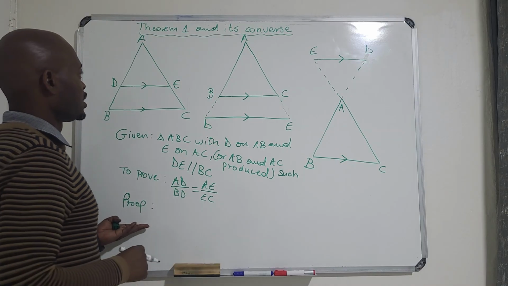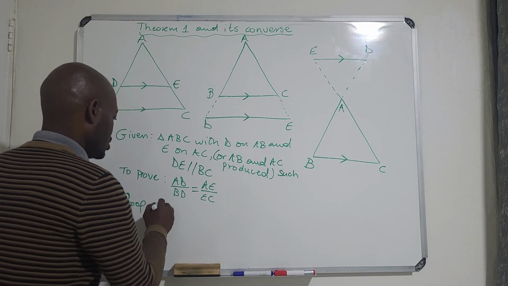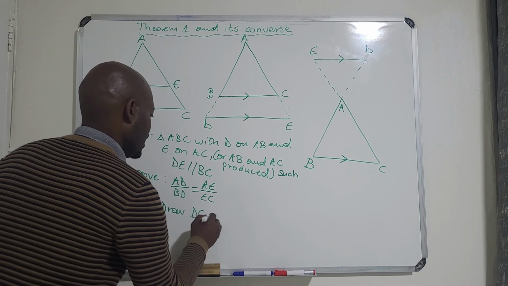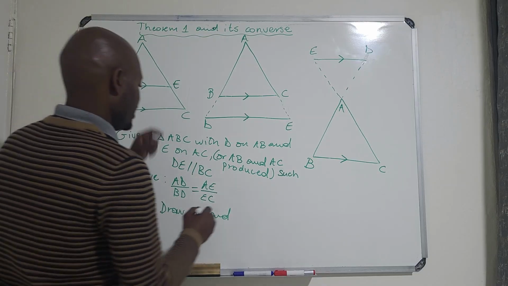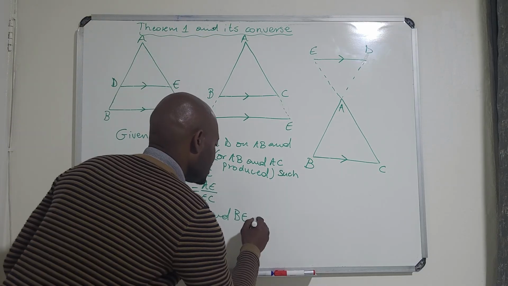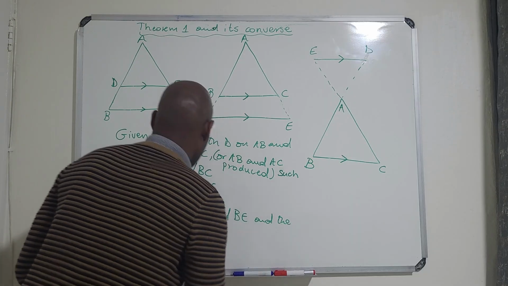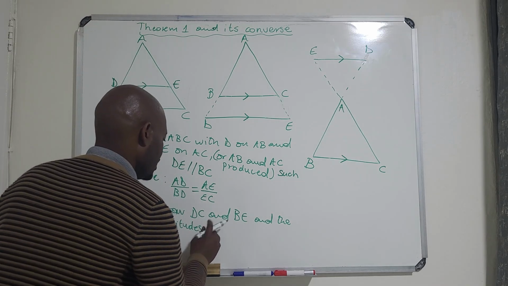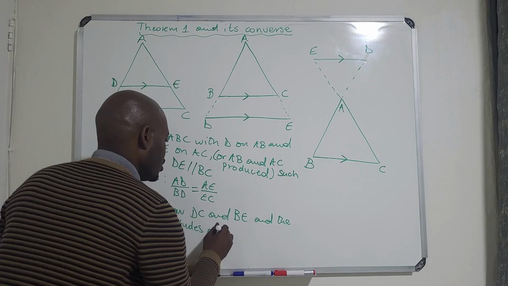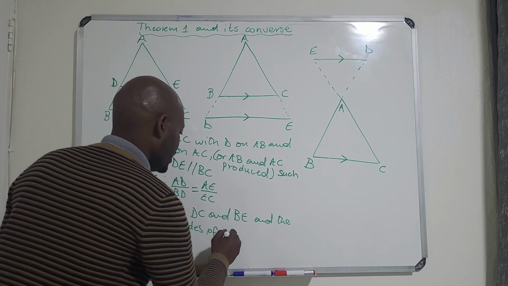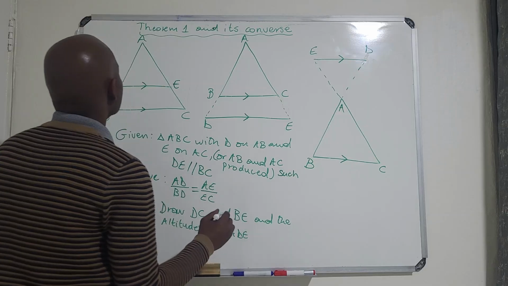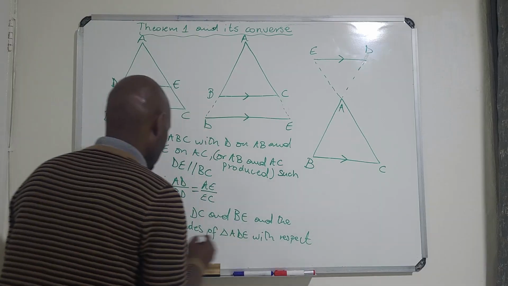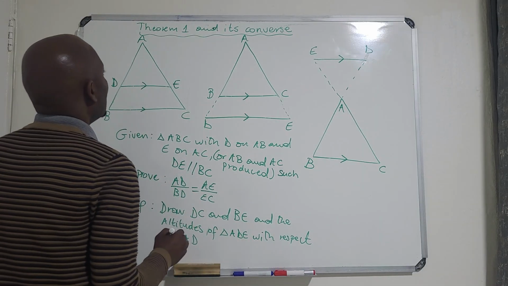Now proof. We start proving by drawing DC and BE, and the altitudes of triangle ADE with respect to AD and AE.